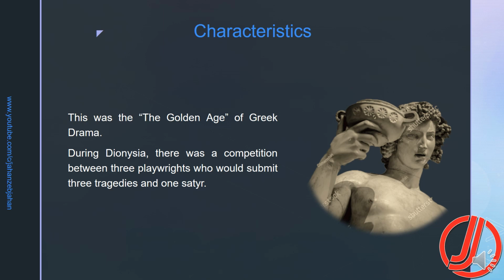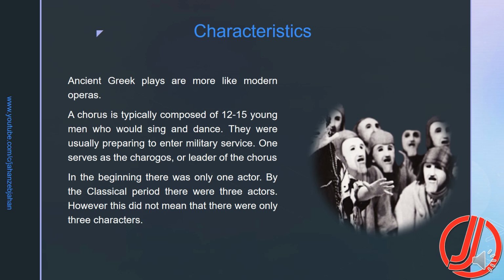This was the golden age of Greek drama, and during Dionysia, there was a competition between three playwrights who would submit three tragedies and one satyr play. Ancient Greek plays are more like modern operas.